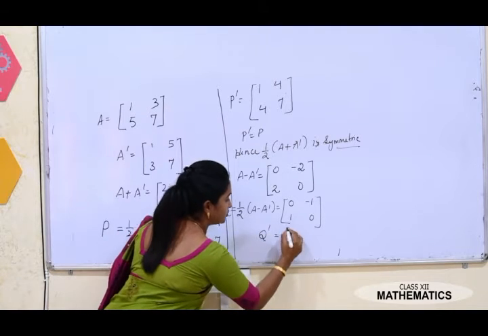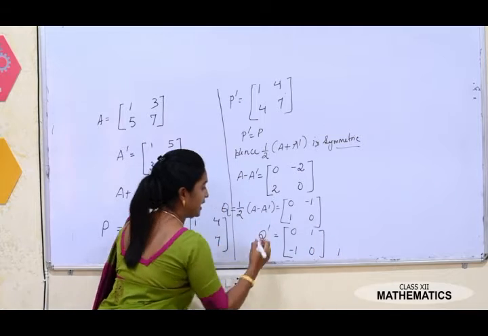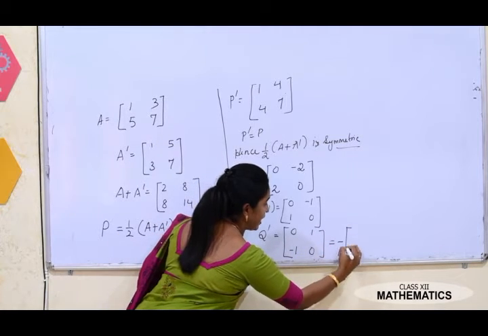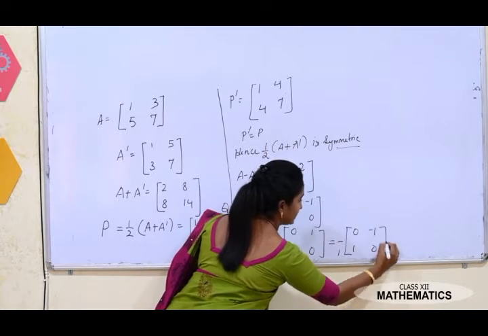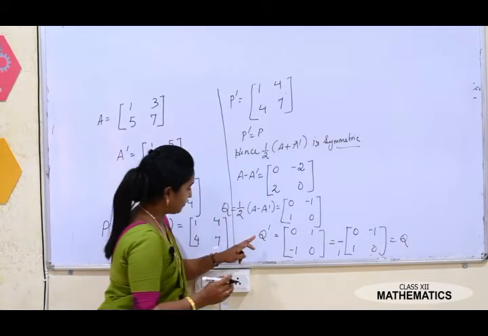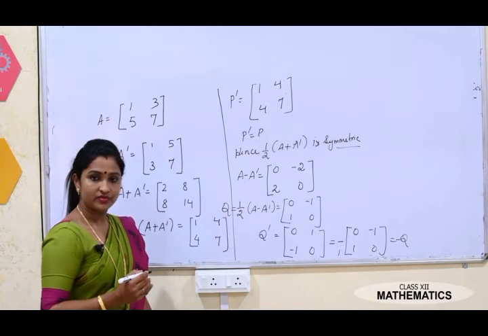When you find Q dash, you will observe that 0 minus 1 1, you have transposed it, and when you take a minus sign outside, it becomes 0 minus 1 1 0 which is nothing but Q. So Q dash is equal to minus Q, you got it here. Okay, understood.